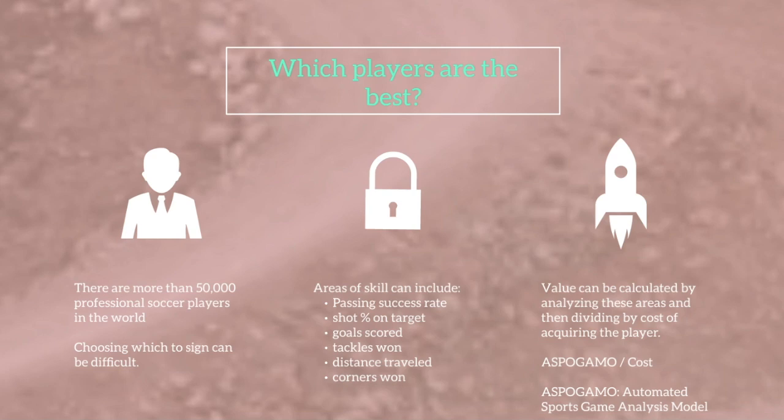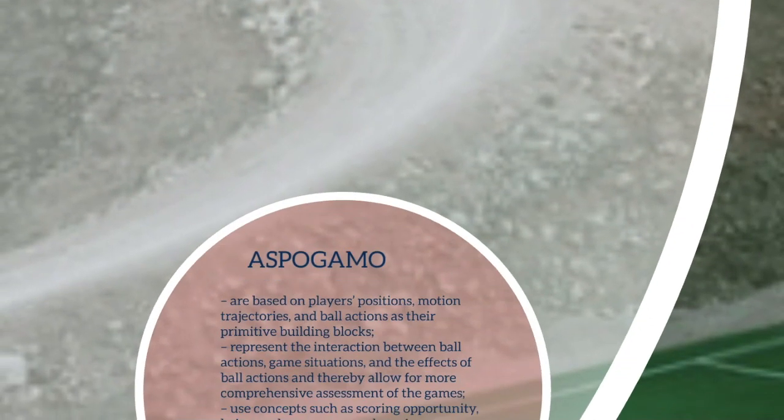We can calculate a value system, and you can divide that by the cost of the player, the cost of acquiring the player, because when you sign a player, obviously you pay for them, you pay their salary. So if you can analyze those skills and put them in the ASPOG AMO model, which basically describes what the skills are, and we're going to dive more into that in the next slide, and you can divide that by cost, then you can analyze how valuable a player is based on their cost. So now just to dive a little bit more into the model.